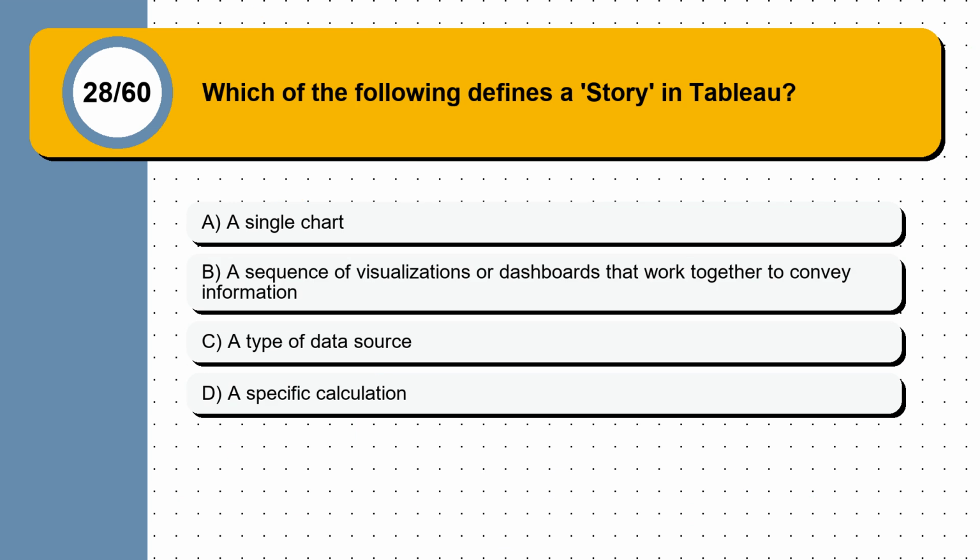Question 28. Which of the following defines a story in Tableau? Option A, a single chart. Option B, a sequence of visualizations or dashboards that work together to convey information. Option C, a type of data source. Option D, a specific calculation.